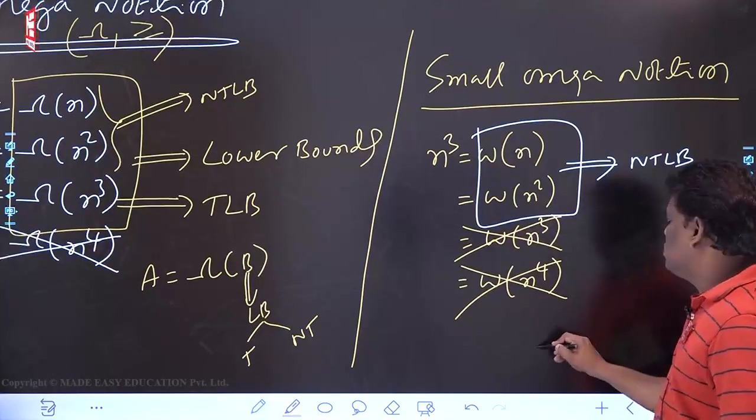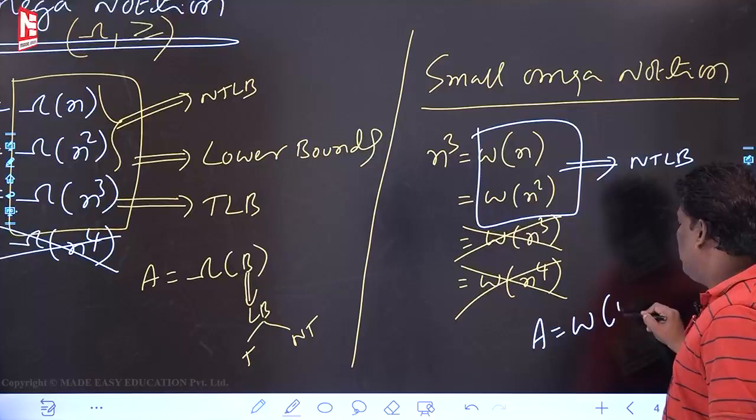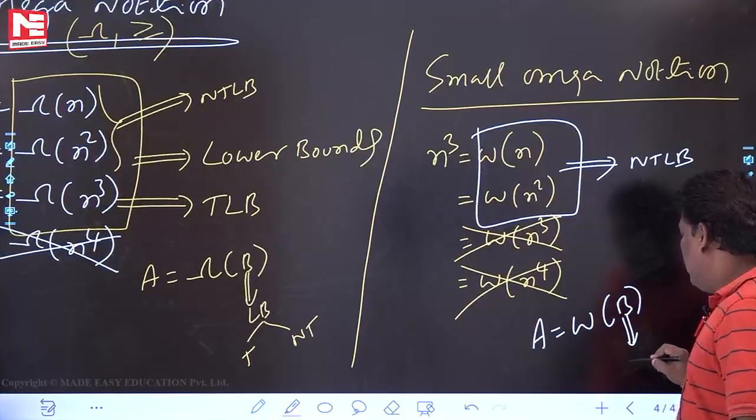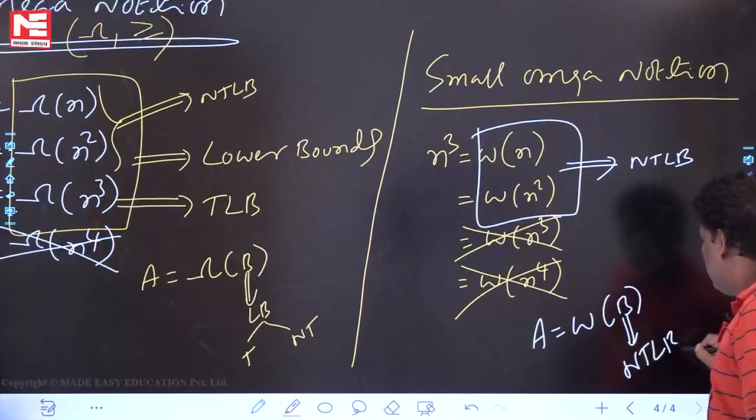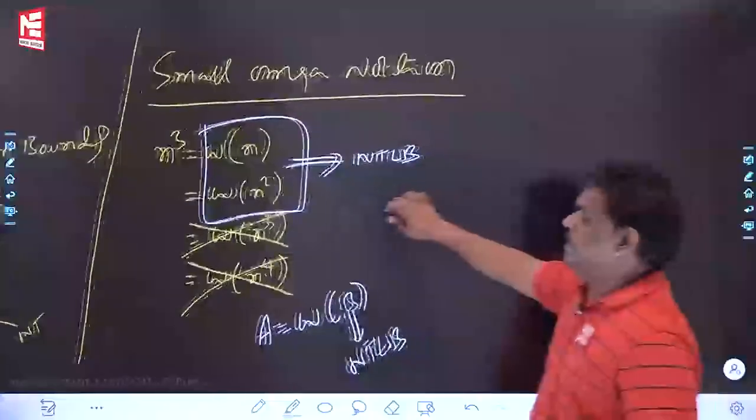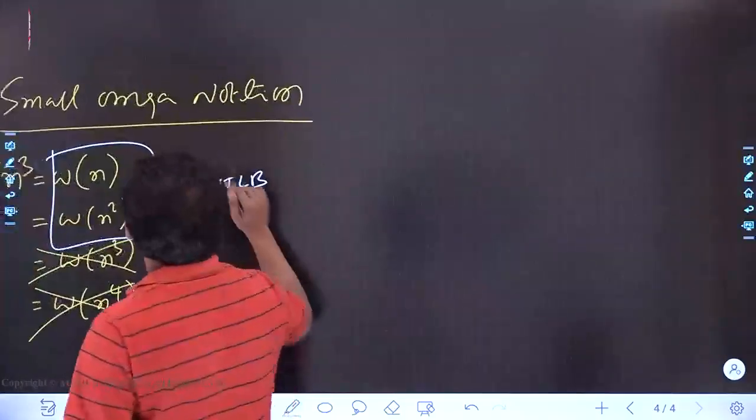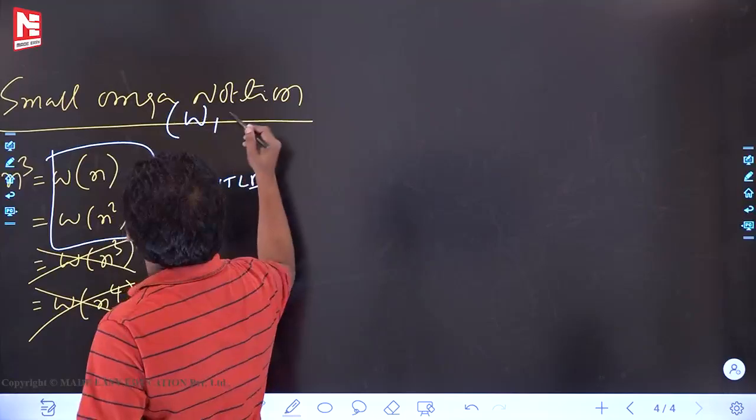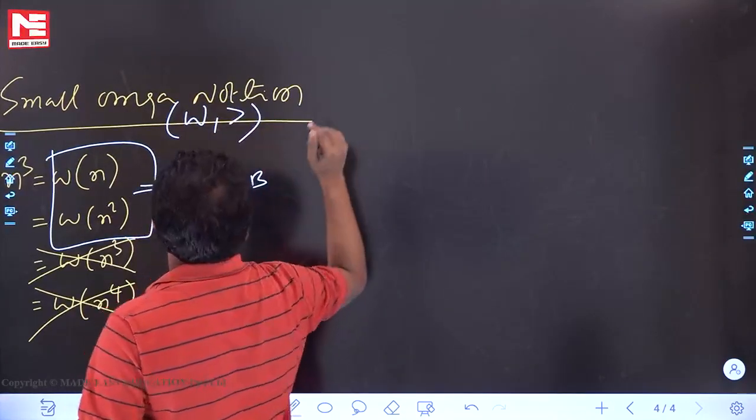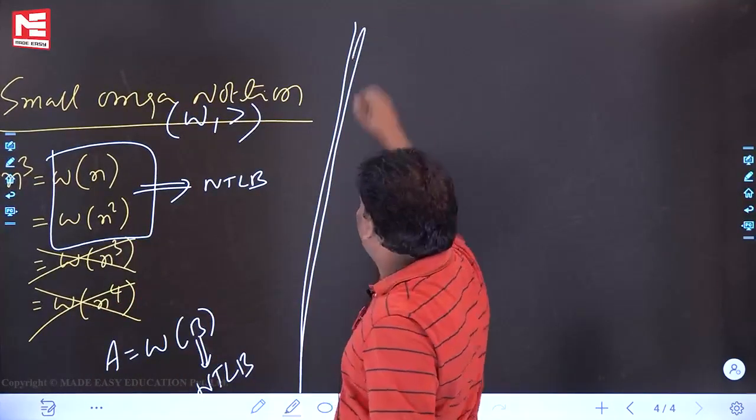So, let me write this line also. A is small omega B. What is this B? Not the tightest lower bound. Fine, this is also fine. Can you say what is the symbol here? What is the operator? Only greater than. Fine, that's okay. Now see the next one.